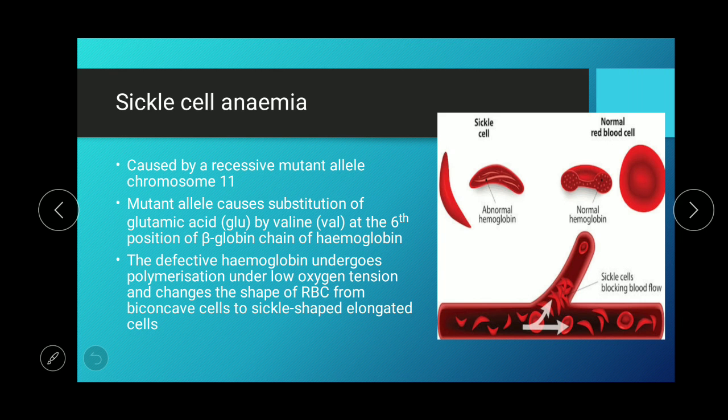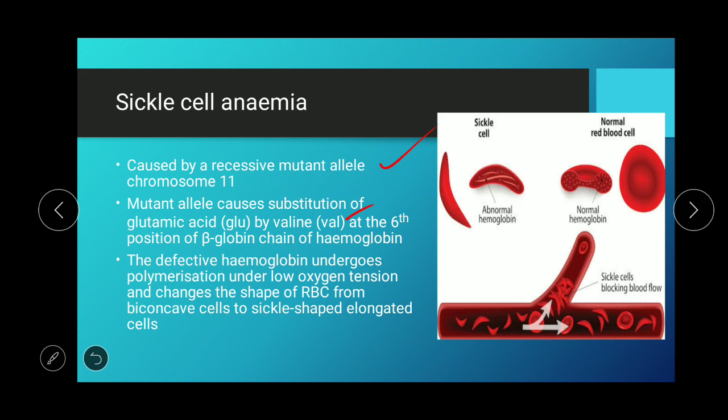Then come to sickle cell anemia. This is caused by a recessive mutant allele on chromosome number 11. So this is also an autosomal disorder. The mutant allele causes the substitution of glutamic acid by valine at the 6th position of the beta globin chain. A normal human being has hemoglobin with 2 alpha chains and 2 beta chains, and if the 6th position of the beta globin chain is affected, this will show sickle cell anemia.